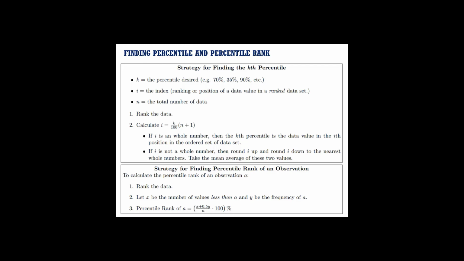Now, how do you find something called the percentile rank? If you're asked to find the percentile rank of a certain observation, you first, of course, rank the data, and then you let x equal the number of values that are less than the observation you're interested in, and y is the frequency of those observations. Then you plug it into a little formula where the percentile rank is equal to x plus 0.5 times y, divided by n, and then you multiply that times 100%. Once again, we'll do an example that'll help you with this.